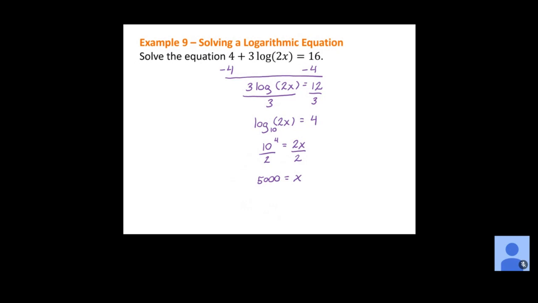So again, anytime you just have a single log like that, first thing we want to do, isolate the logarithm, so move everything else to the other side first, then we can rewrite it in that exponential form, and that should give us our x value by itself. Any questions on that one now?